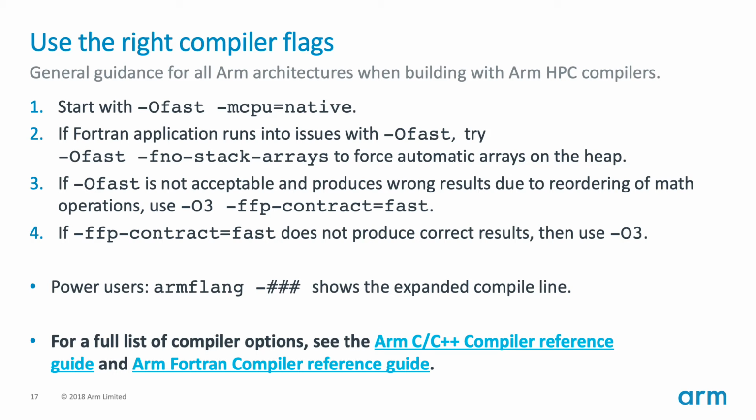-Ofast will also enable certain optimizations for floating point arithmetic. So if you are getting wrong results due to reordering of math operations, use -O3 -ffp-contract=fast. This will give you some better performance. It's a nice mid ground between -Ofast and -O3. But if this still does not produce correct results, then drop it down to -O3. -O3 should give you general optimization without violating the floating point contracts and give you very good performance on floating point.